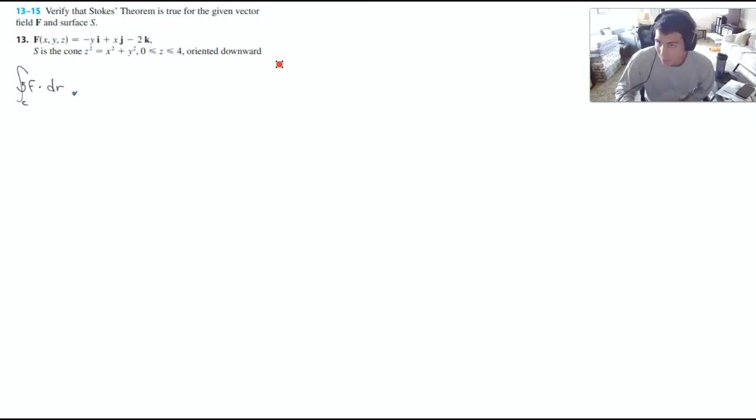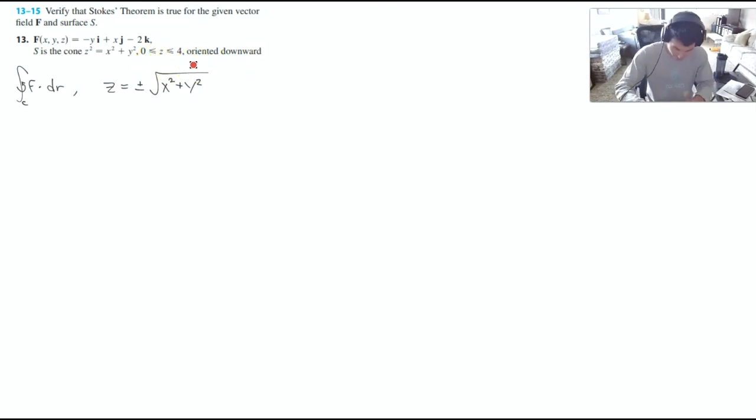Okay, probably should try to find r, right? So we have a cone. Okay, so we can write that we have a cone, and, well, what does this mean? So z is equal to plus or minus the square root of x squared plus y squared. But it's saying that the cone goes from 0 to 4.